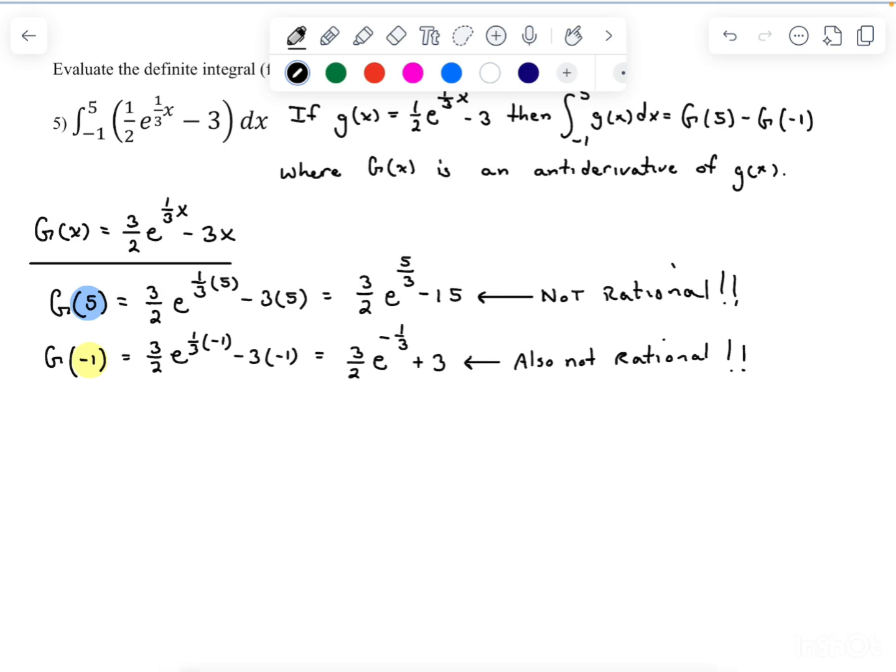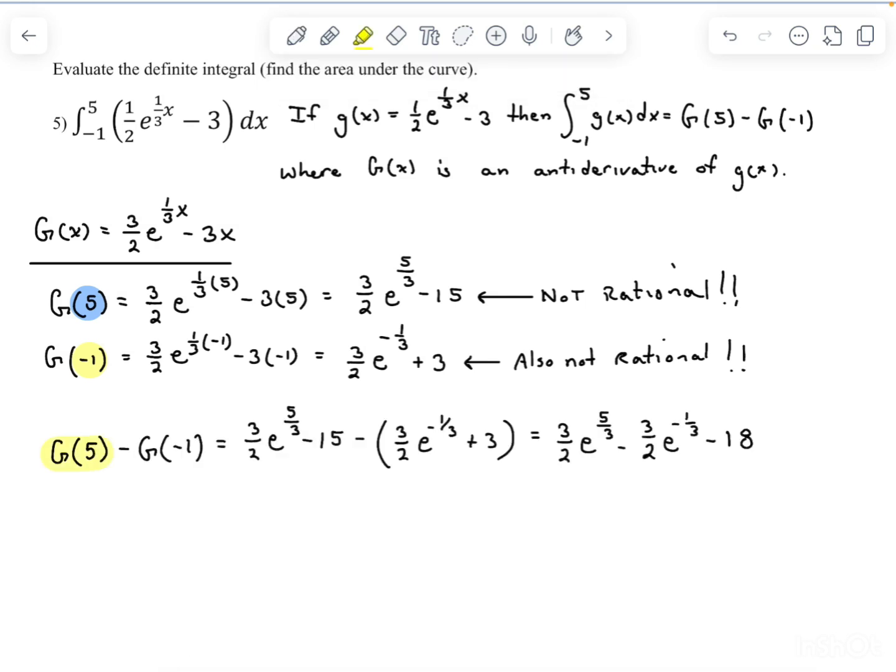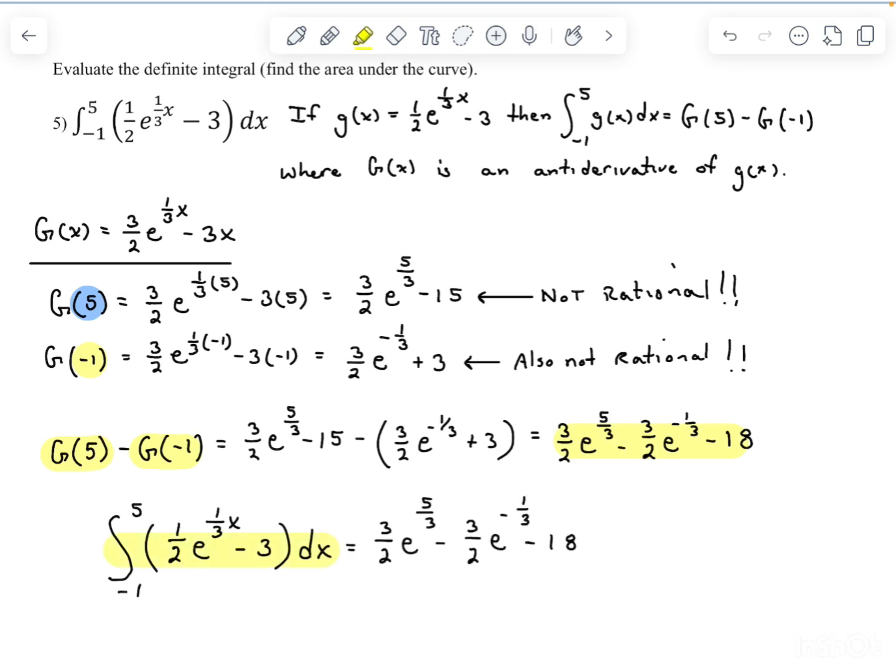So now we have capital G of 5 minus capital G of -1 is 3/2 e raised to the 5/3 power minus 3/2 e raised to the -1/3 power minus 18. So the definite integral from -1 to 5 of lowercase g of x is 3/2 e raised to the 5/3 power minus 3/2 e raised to the -1/3 power minus 18. And this is approximately -11.133.